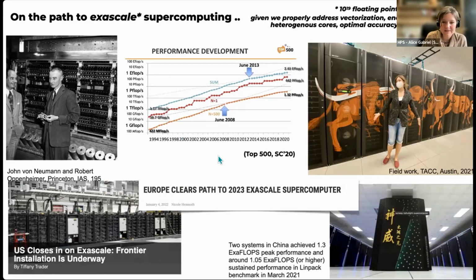So there's somewhat of a competition going on between specifically US and Chinese machines, but Europe is also playing a role in clearing the path to exascale supercomputers, setting these machines up, and we as a community should make sure that we are ready for that, and that we are still able to use high performance computing on these new machines for our purposes and to advance our science.